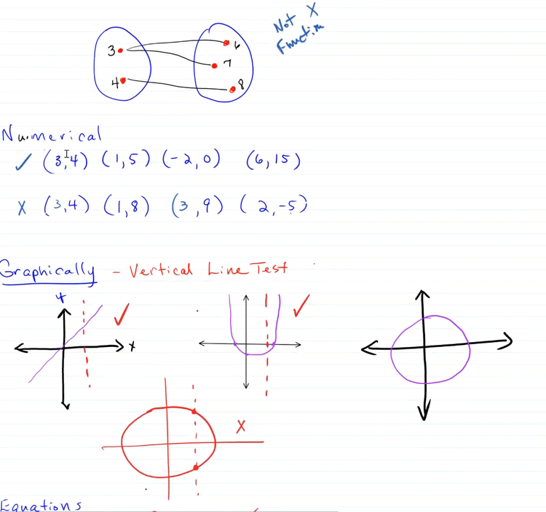The next way is just numerical. And if you think back, when you see numbers with parentheses and commas between the numbers, we should think about ordered pairs. And what we're looking for in this representation is whether x is repeated. So if we look at these, x is not repeated in this line. In this line, x is repeated. We have an x here, that's 3. We have a 3 here. And so 3 is paired with 4, 3 is paired with 9. Therefore, we don't have a function.